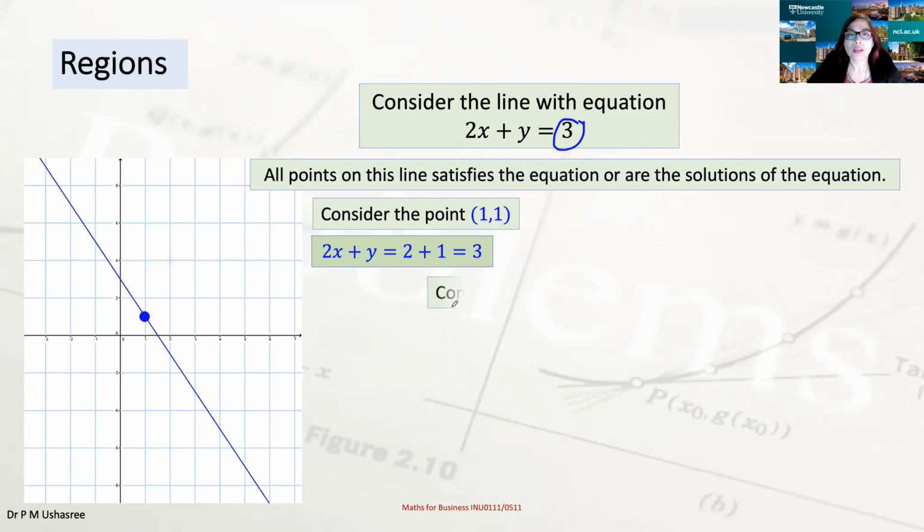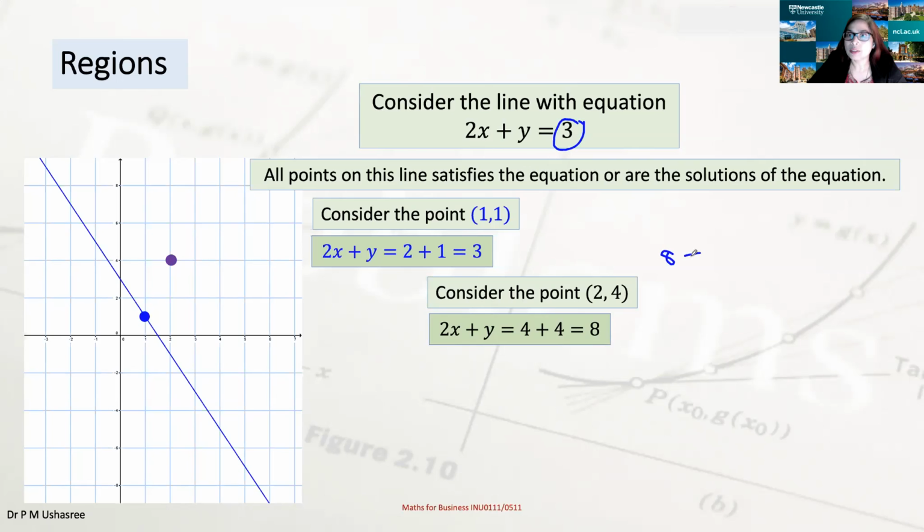Now let's take another point (2, 4). Do you think this will satisfy the straight line? No, because it's not on the line. So how do we prove it mathematically? You can substitute (2, 4) in that equation and you see that it's 8. It's not equal to 3. 8 is not equal to 3. This clearly shows that the coordinate (2, 4) is not a solution for the equation and does not lie on the line. So 8 is greater than 3.